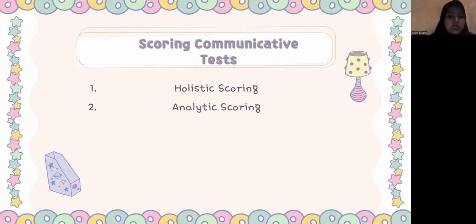And the second is analytic scoring. In analytic scoring, the learner performance is broken down into specific criteria or components. Each component, such as fluency, grammar, vocabulary, and pronunciation, is scored separately. This provides a more detailed understanding of where the learner's strengths and weaknesses lie.